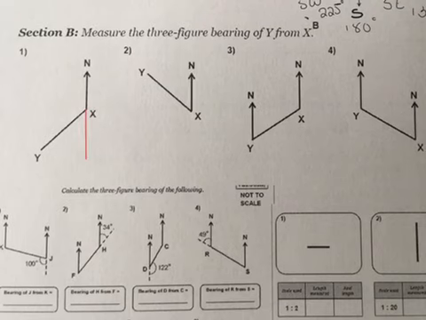So two ways we can do this. We can either extend our north line here and measure this little angle in here and then add it on to 180, or we can measure this angle here and take it away from 360. Either measure this one and add it to 180, or this one and take it away from 360. You would do each of these in the exact same way.